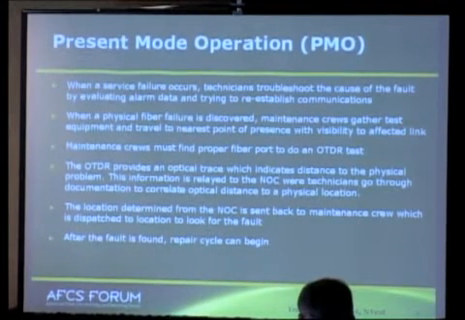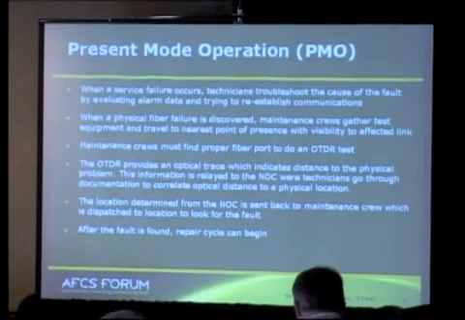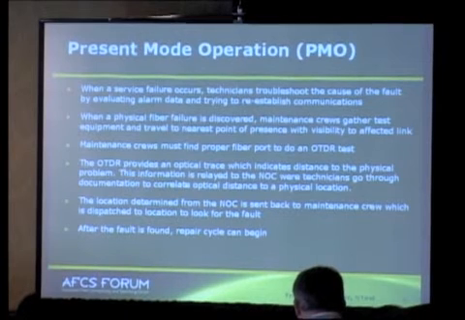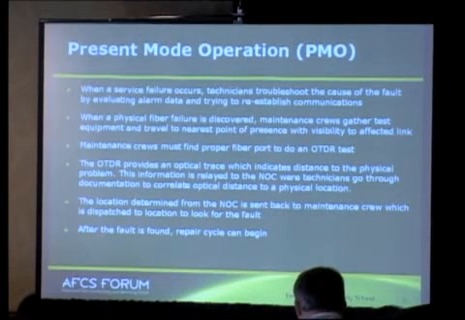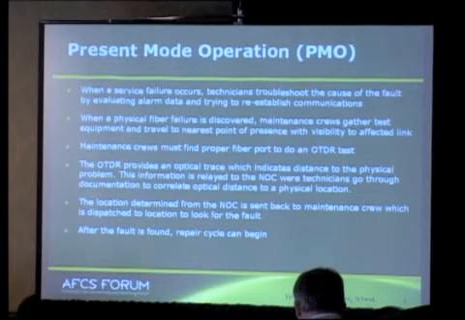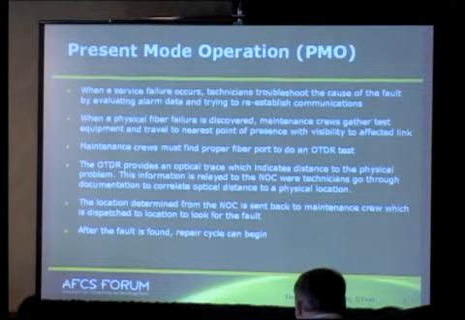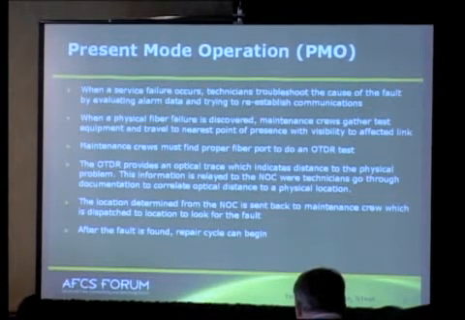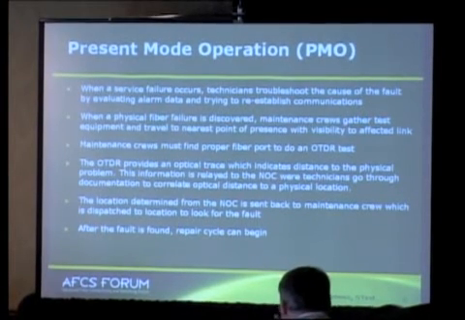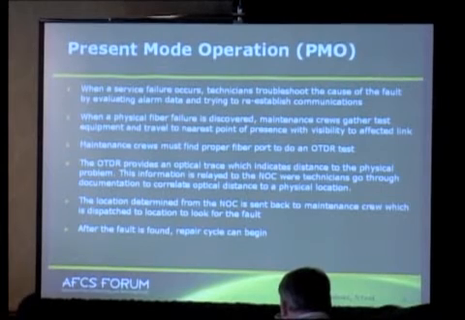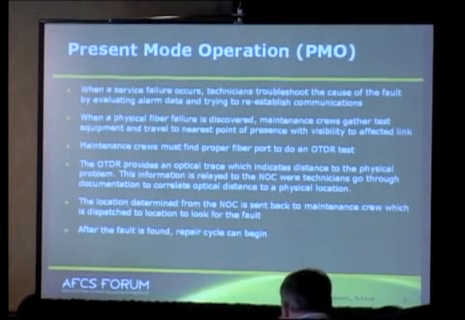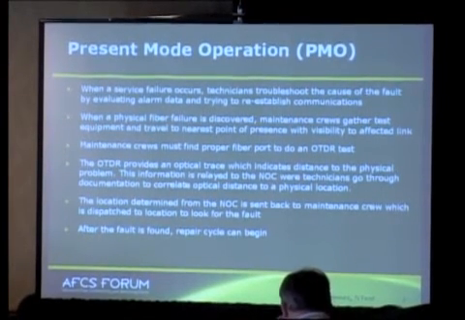If that's yes, and let's say it's not a complete outage all the way to the end, let's say there's a node further down the system and there's a receiver at that node, they'll then check, is that receiver working? And if the answer is yes, they'll try to reestablish communication again. If there's no communication, then they'll discover that this is a physical fiber failure. So at that point, the maintenance crew will gather their test equipment and get in their truck and travel to the nearest point of presence where they can access that fiber and check it.